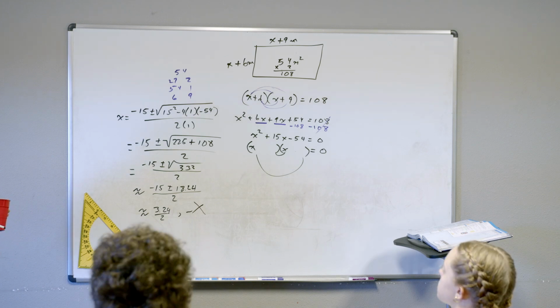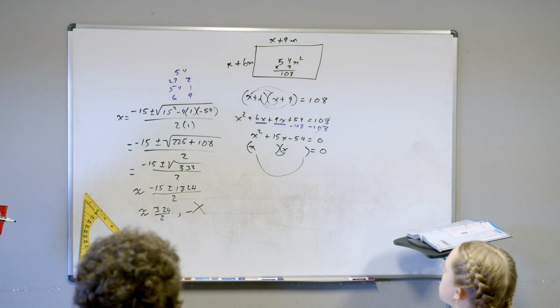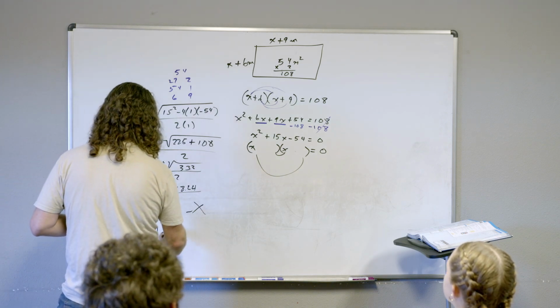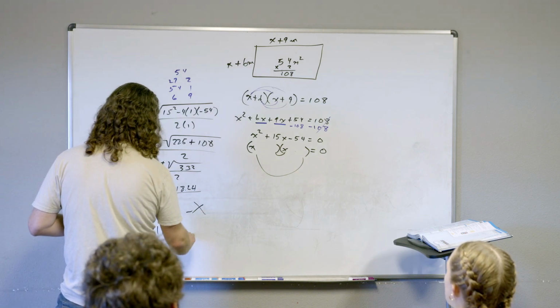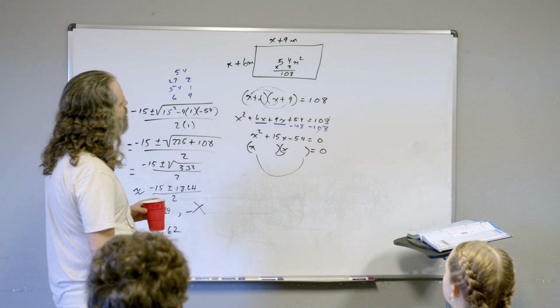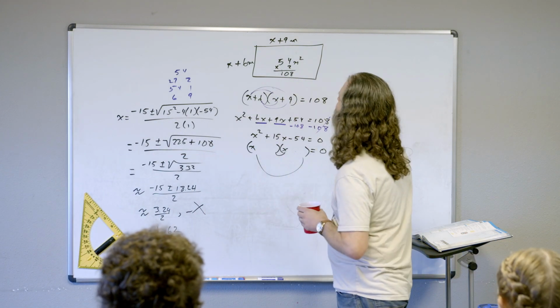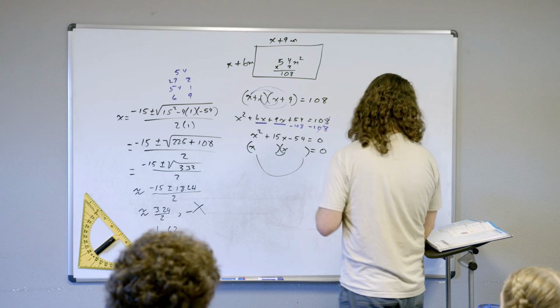I'm not seeing anything wrong with our setup. Are y'all seeing something that I'm missing? It's 1 point something? At 1.62. Great. Which would make the answer be like 7.62 and 10.62.